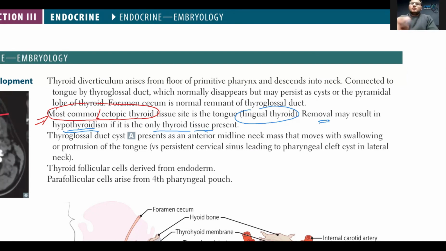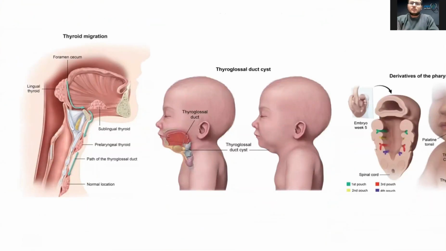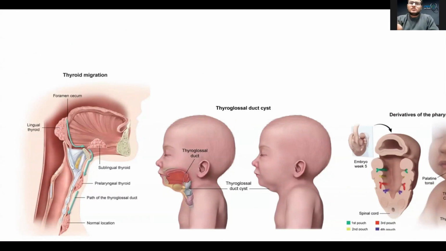Is that clear? So what are the other sites where ectopic thyroid tissue can develop? Most common is lingual, we have discussed. What are the other sites? See this picture. This is the most common, lingual thyroid. Next, it can be sublingual. This is also ectopic thyroid. Next is prelaryngeal thyroid. And fourth is on the path of the thyroglossal duct. It can happen at any site.